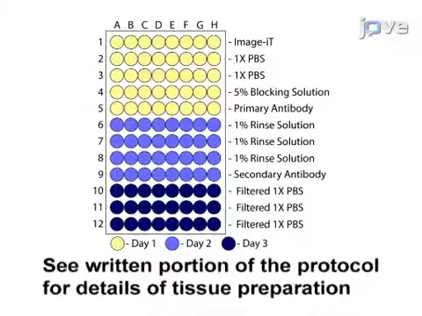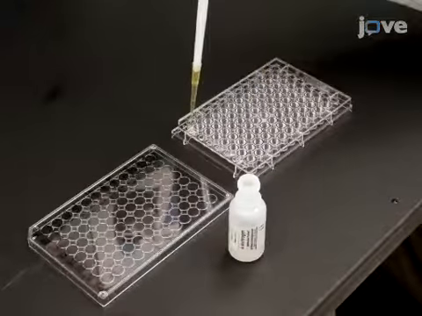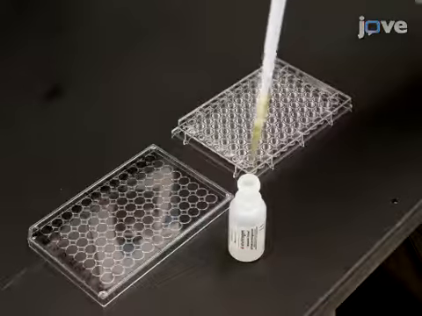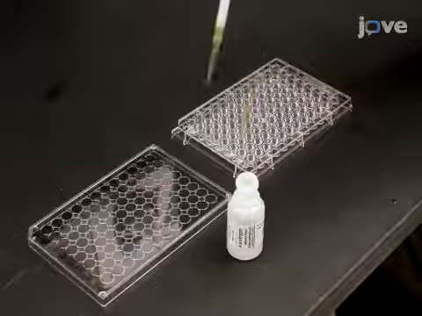Prepare for fluorescence immunohistochemistry staining of skin biopsies by first labeling a 96-well plate according to this schematic. Then pipette 150 microliters of stock signal enhancer solution to reduce nonspecific binding of secondary antibodies into each well of the top row.